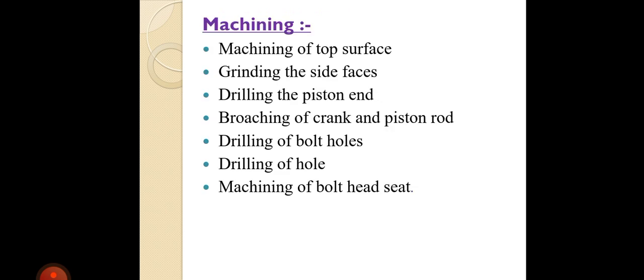Then machining. Machining is a very important process to manufacture the connecting rod because there are different processes in machining. That is machining of the top surface of the connecting rod, use of the grinding machine to grind the side faces of the connecting rod, use of the drilling machine to drill the piston end, use of the broaching machine for broaching of the crank and piston ends, then drilling of bolt holes, then drilling of the hole, and machining of bolt heads. This is a very important machining.